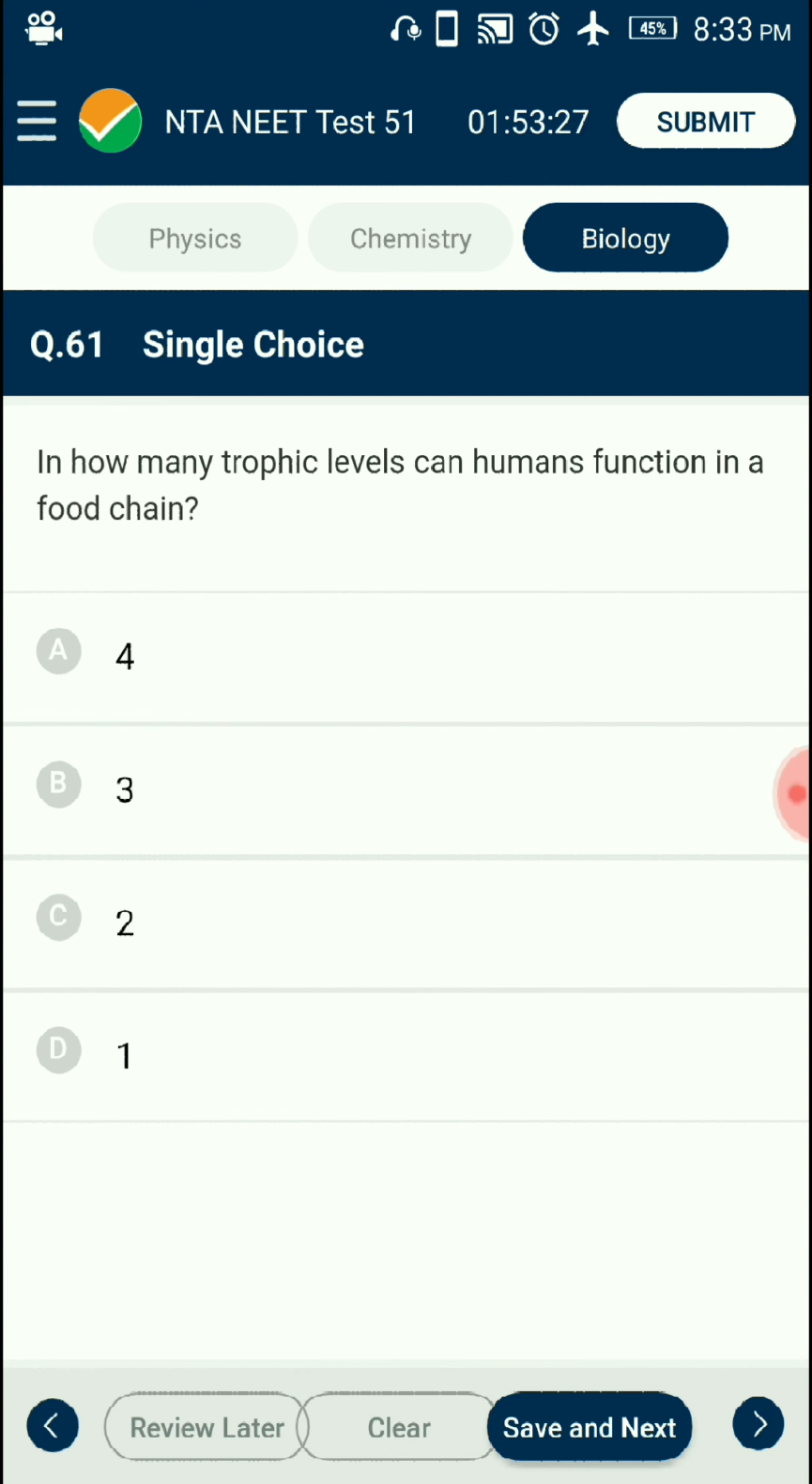In how many trophic levels can humans function in a food chain? Humans feed on vegetables and fruits, so they can be called primary consumers at trophic level T2. Some humans also consume herbivorous animals such as goat and lamb, so humans can be called secondary consumers, trophic level 3. Humans also consume fishes such as salmon, which are carnivorous animals, so humans can be tertiary consumers, that is T4. So the answer for this question is option B. 3 trophic levels can humans function in a food chain.